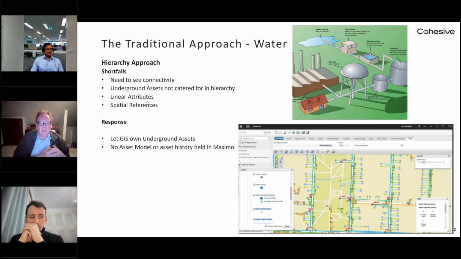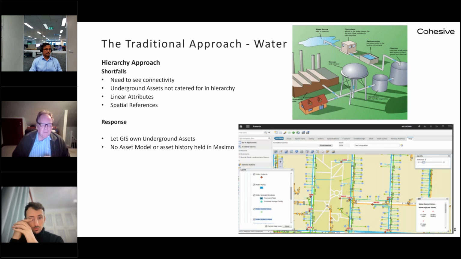But when we start talking about transmission and distribution operators, they want to see connectivity. The underground assets don't fit into a hierarchy. So sewer lines and water lines, they're not hierarchical, they're linear. So they have linear attributes, they're spatial because they're all over the country. And as you can see, the hierarchy approach fails.